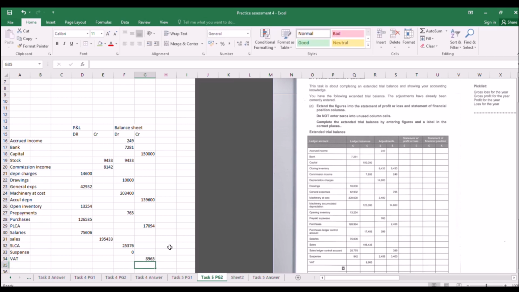Okay. Now then, what we need to do as well is work out and add up our debits and credits in here.